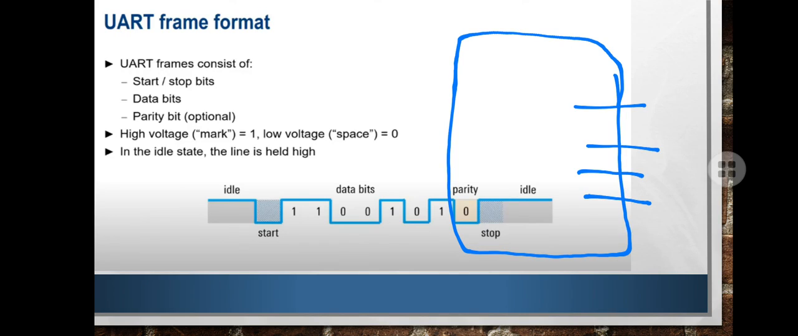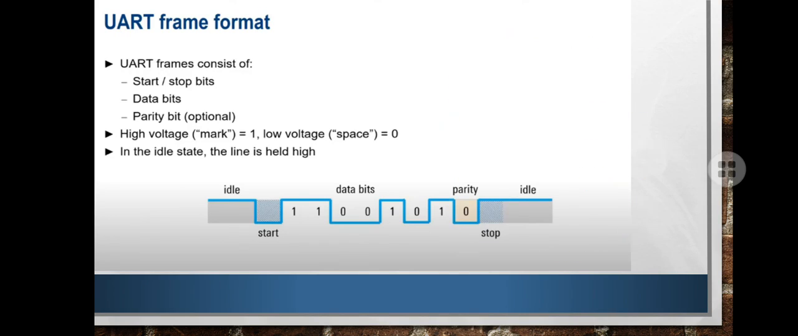Now, what is the UART frame format? How does UART transmit the data? In UART we have basically three types of bits: start bit, data bits, and parity bit. When we talk about other circuits, we know terms like high voltage and low voltage. But in UART we use mark for high voltage and space for low voltage. It also has three states: idle state, start state, and stop state. In the idle state, the line is held high always.